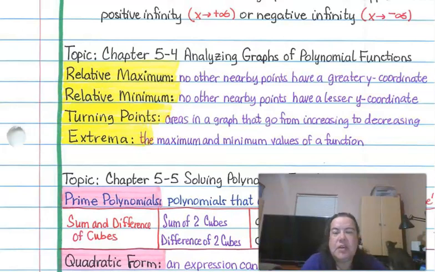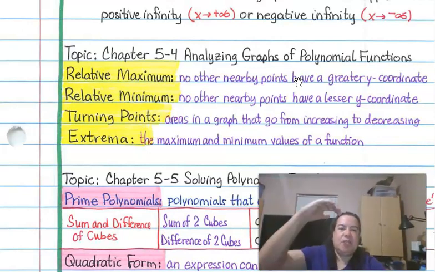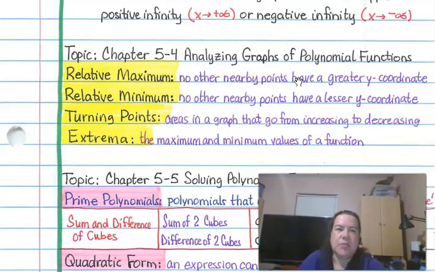So the next section is a topic of chapter 5-4. So it's all about analyzing graphs of polynomial functions. So now we're going to be looking at some terms that you need to know having to do with relative maximum and relative minimum. That's just looking at where the greatest or the highest point of a graph is, the lowest point, etc., based on the y coordinates. So that's something that we're going to be looking at in particular graphs.